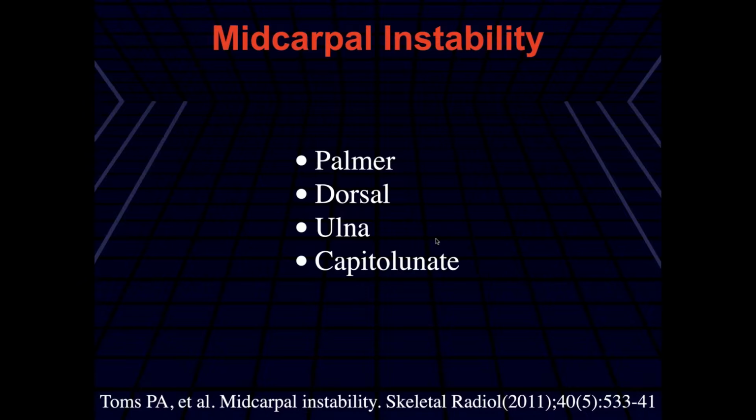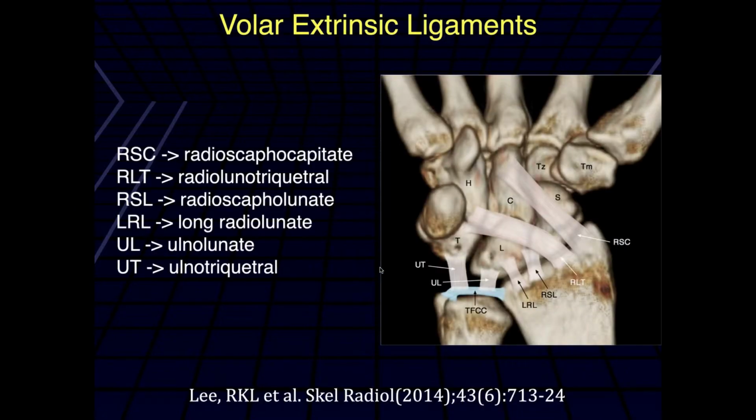So let's talk about mid-carpal instability, and you can have them from the palmar side, the dorsal side, the ulnar side, or the capitolunate area. So if we look at the extrinsic ligaments, there are the volar extrinsic ligaments, which are the radioscaphocapitate ligament, and these are really just thickenings of the capsule, like we've seen ligaments in some other joints as well. Then there's the radial lunar-triquetral ligament, which is a thickening of the capsule going across the volar aspect. The radioscapholunate, the long radial lunate, the ulnar lunate, and the ulnar triquetral ligaments. All these little ligaments in through here. So you can look for these, but most of the time if you have the extrinsic carpal ligament injuries, they typically don't go to MR imaging. They're typically grossly unstable, and they go to surgery.